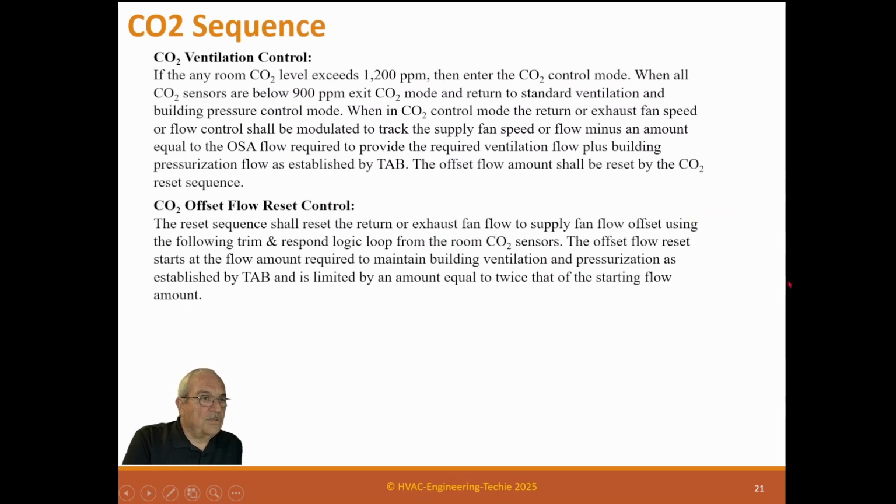So the offset flow reset control, the reset sequence shall reset the return or exhaust airflow to supply fan flow offset using the following trim and respond logic loop from the room CO2 sensors. The offset flow reset starts at the flow amount required to maintain building ventilation pressurization as established by TAB and is limited to an amount equal to twice that of the starting flow amount. So what this is saying is it's not going to allow CO2 to drive the offset past twice what the normal outside airflow would be. You're not going to drive it to a clear full air handler.